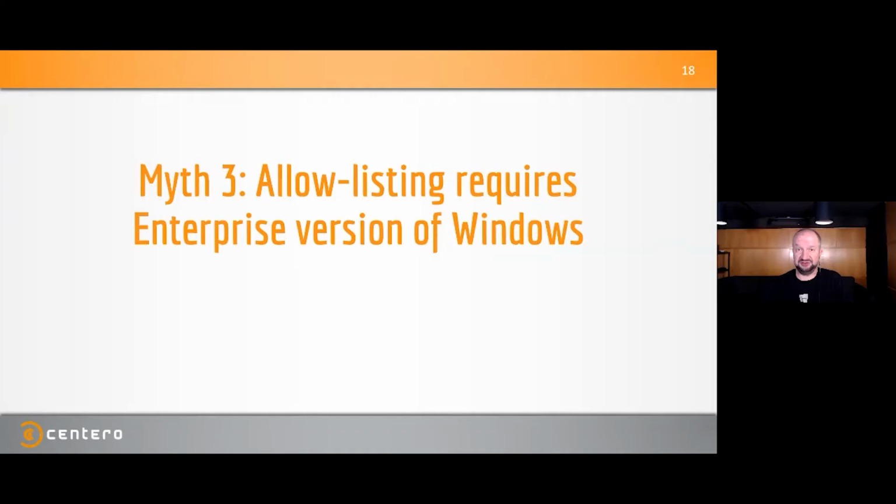I actually have a customer that uses Windows 10 software restriction policies, the old version, even while they are having enterprise version. So they decided to use that instead of AppLocker. I would not recommend that in general scenarios, but in some cases, why not? But the main idea here is don't give up on whitelisting because you don't have enterprise.